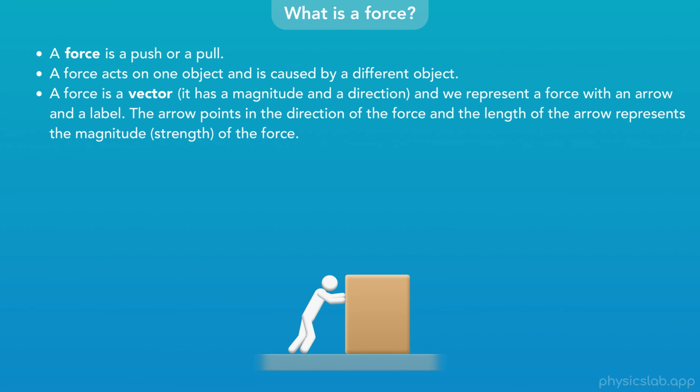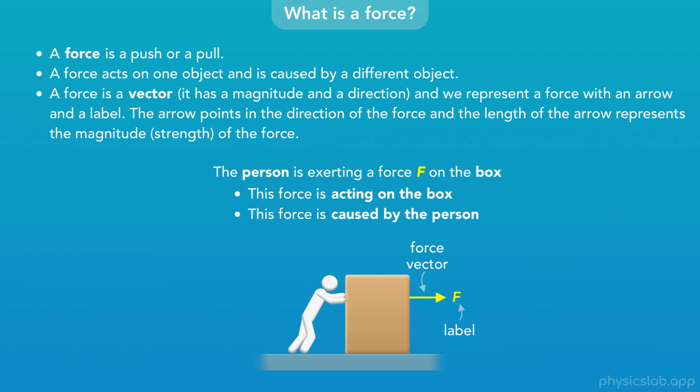A force is a vector. It has a magnitude and a direction, and we represent a force with an arrow and a label. The arrow points in the direction of the force, and the length of the arrow represents the magnitude or the strength of the force. This is just like when we drew displacement, velocity, and acceleration vectors.